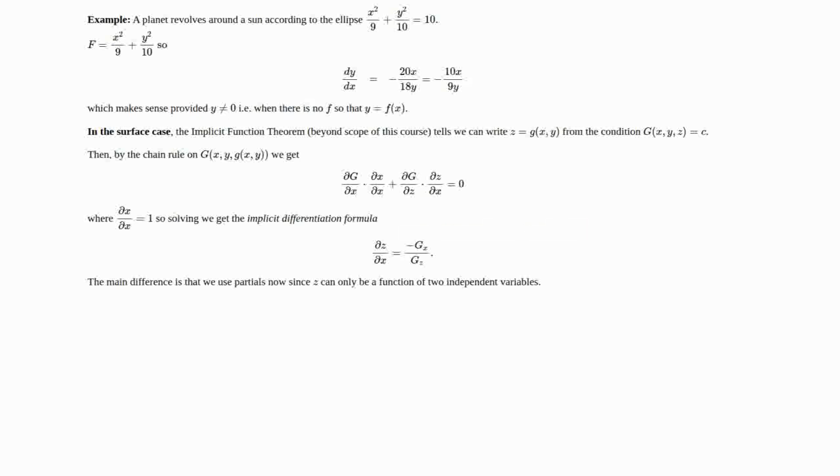The main difference now is we use partials, since z can be written as a function of two variables, x and y. Of course, there would be a similar formula for the partial of z with respect to y, or for that matter, the partials of y with respect to either x or z, and x with respect to either y or z.